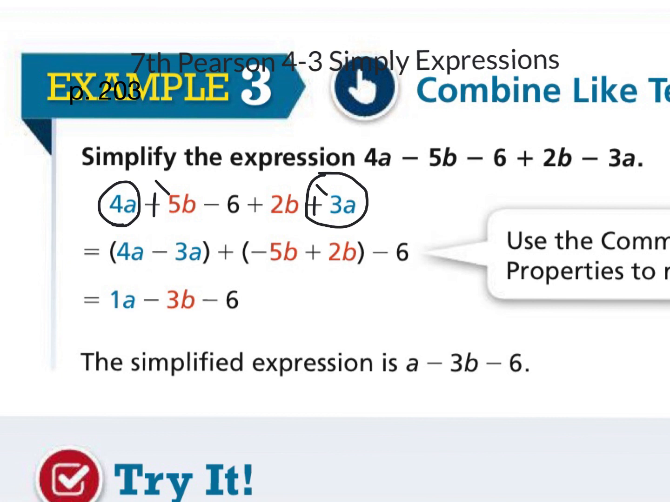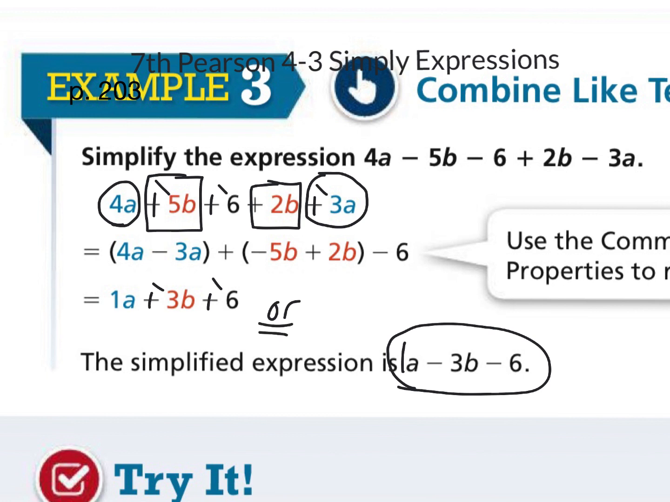So with the A's, we have 4A plus negative 3A would be 1A. With the B's, we've got negative 5B plus 2B, which would be negative 3B, or you could say plus negative 3B if you want. I forgot to add the opposite here, which we wouldn't have to do. So you could have plus negative 6 there, or just minus 6. So you could either have what I have, or if you don't have the adding the opposite parts, then you could have 1A minus 3B minus 6, or just A minus 3B minus 6.